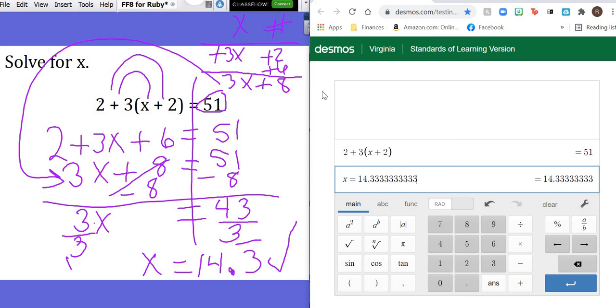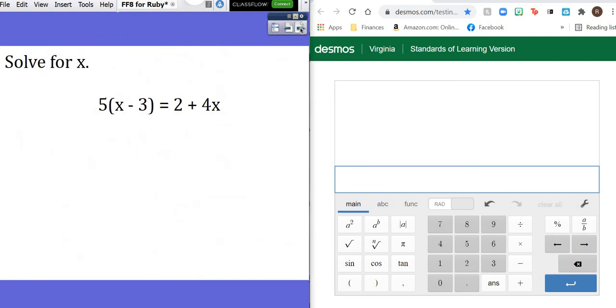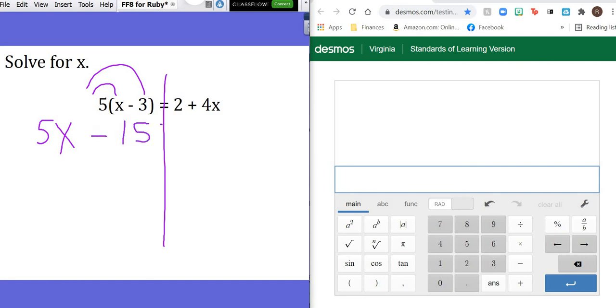Okay? We've got one more, but again, always checking your calculator. So let's do one more. If you need to watch that one again, don't hesitate to rewind and watch it again. And this is our last one. So we're going to start by drawing that line. We've got parentheses, so we're going to have to do some distribution first. 5 times x is 5x, and 5 times a negative 3 is negative 15, equals 2 plus 4x.